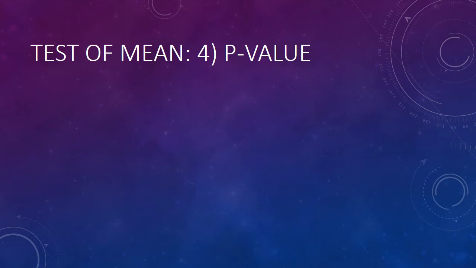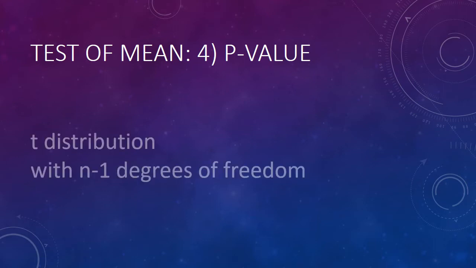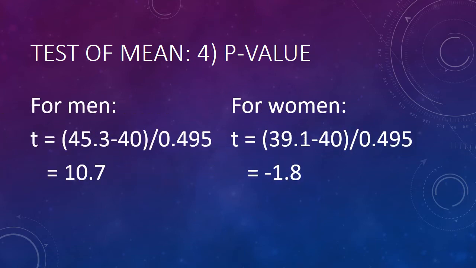What sampling distribution does our test statistic have? Well, since we used an estimate of the population standard deviation instead of the true population standard deviation, our test statistic has a t-distribution, and the number of degrees of freedom is 1 less than the sample size. So in our example, when we compare the test statistics for men and women with the appropriate t-distributions, we get a p-value of less than 0.1% for men and a p-value of about 7.2% for women.